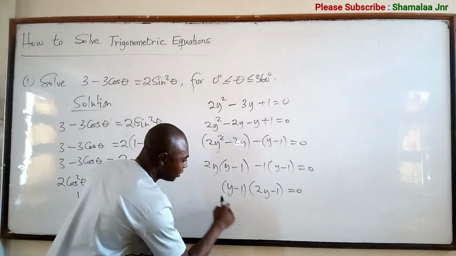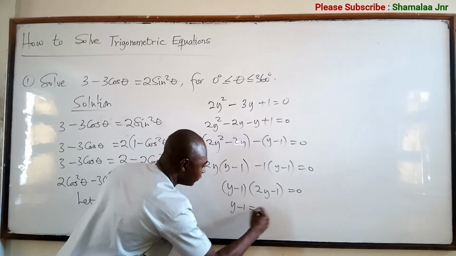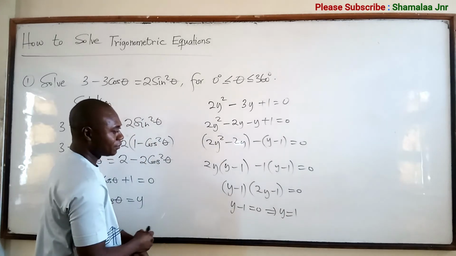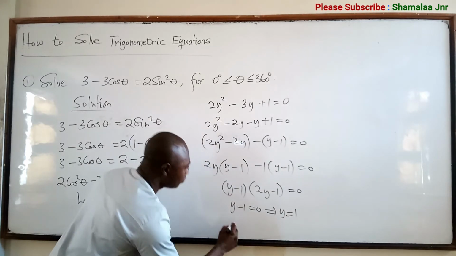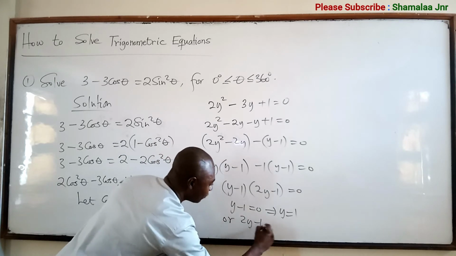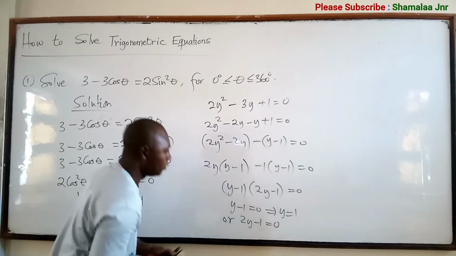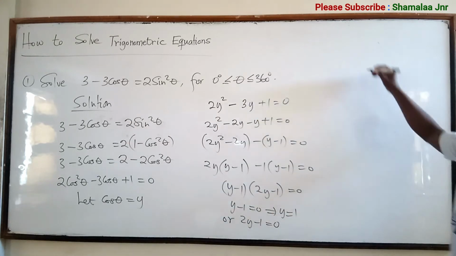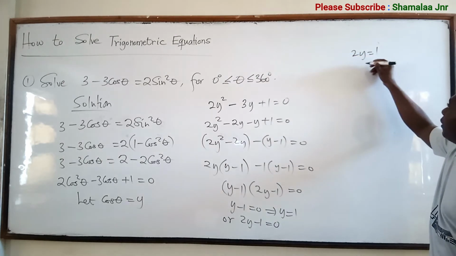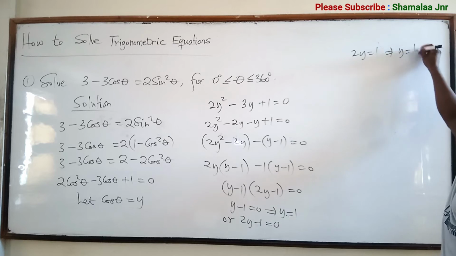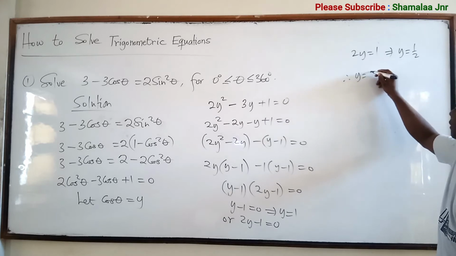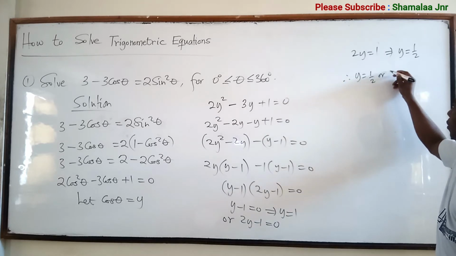So this means that we can pick this one. Y minus 1 is equal to 0. This implies y is equal to 1. Isn't it? And then the next one, 2y minus 1 is equal to 0. And this means that 2y is equal to 1. And this implies that y is equal to what? 1/2. Therefore, y is equal to 1/2 or 1.